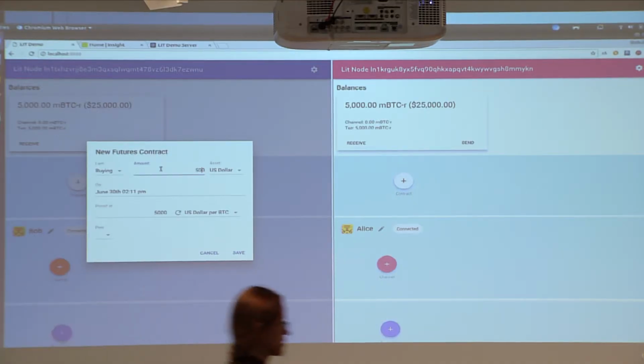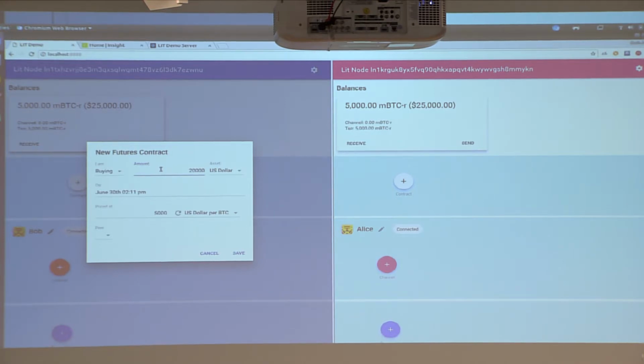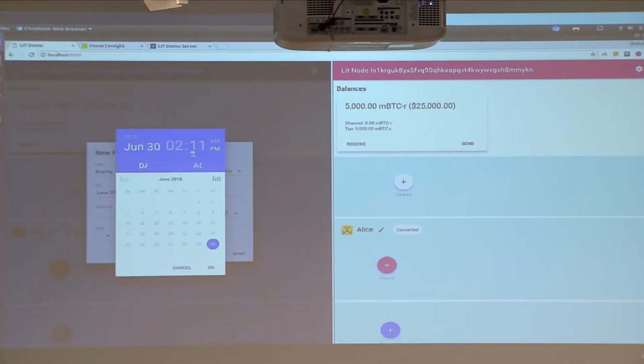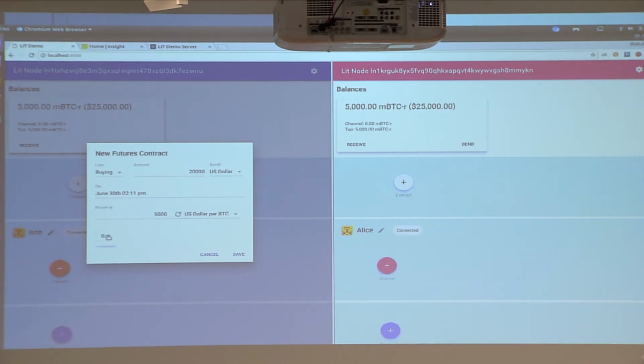So what we do is we create a new contract in which Alice agrees to buy, well, let's make it $20,000, expiring at 2:11, at $5,000, and I'm going to buy it from Bob. So what this does is, at 2:11, which is 3 minutes from now, Alice is still going to have that $20,000, regardless of what happens to the price of Bitcoin. I hope, in this demo.